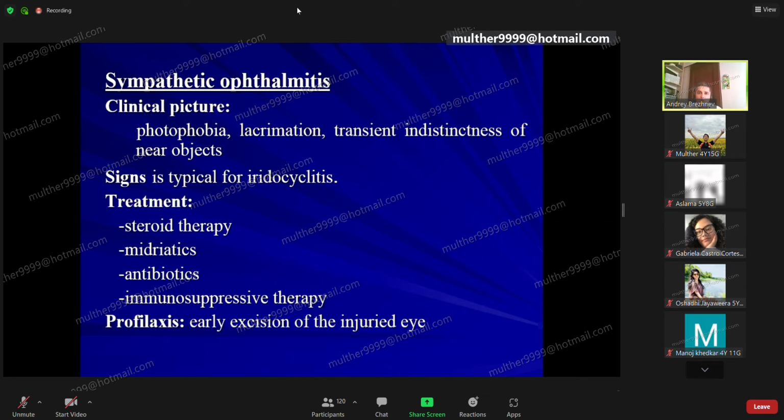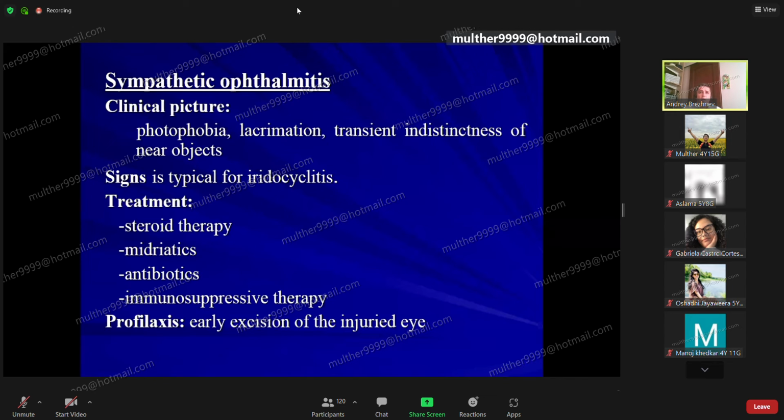So this is the most dangerous factor in case of sympathetic ophthalmitis. One eye was damaged, but in case of sympathetic ophthalmitis, the patient can lose both eyes, the visual function of both eyes. So the signs are typical for uveitis.